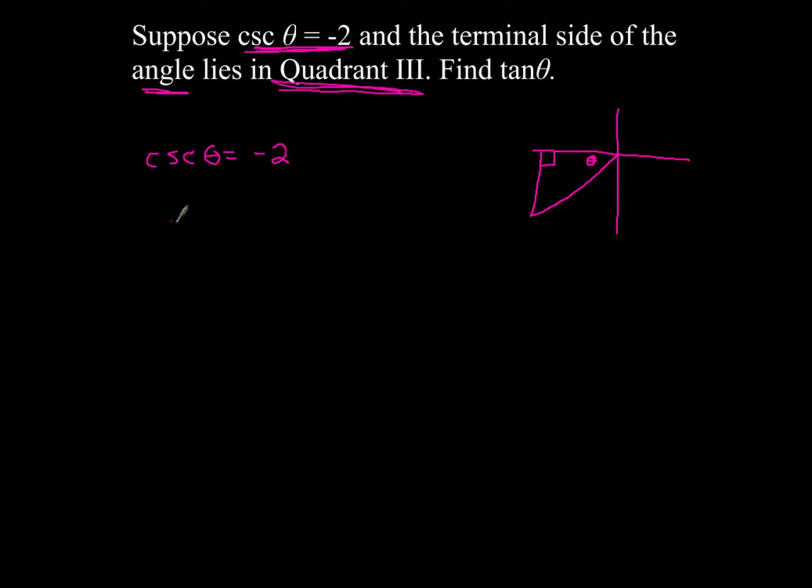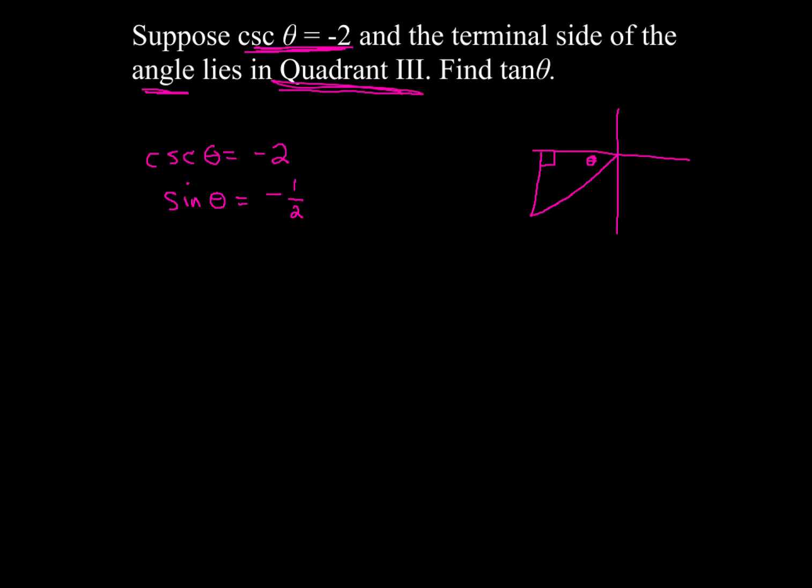Now, if you remember your geometry days, cosecant and sine are reciprocal functions. So that means that the sine of theta, my angle, if it's the reciprocal function, then I just take the reciprocal of -2, which is -1/2.